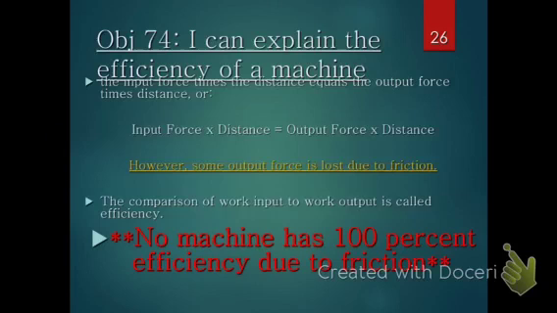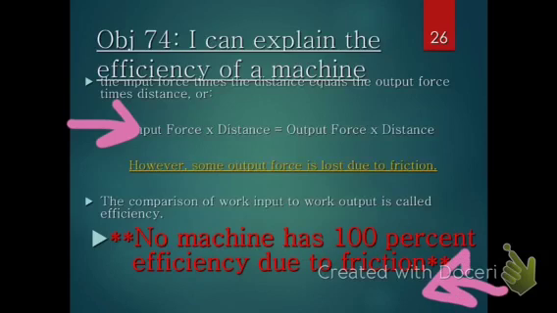Easy as that. Efficiency of a machine. So this is a little bit different than mechanical advantage. We're talking about how efficient a machine can be. So the input force times the distance equals the output force times the distance, or that formula is right here. No, you don't need to know it, just for our purposes right now. If we were to put some information in here, we would find out that some output force is lost due to friction, okay? Which means no machine has 100% efficiency. That is the most important thing that you need to know. No machine has 100% efficiency due to friction.